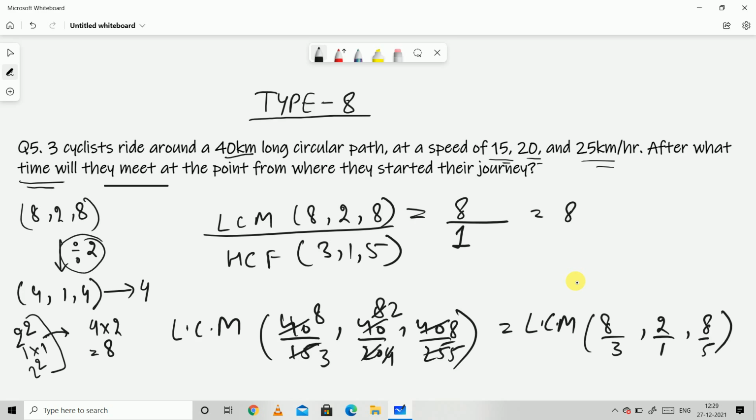Now, since the speed was given in kilometer per hour, this time will be in hours. So after 8 hours, they meet at the point from where they started their journey. After 8 hours, they will meet at the starting point. Okay, clear?